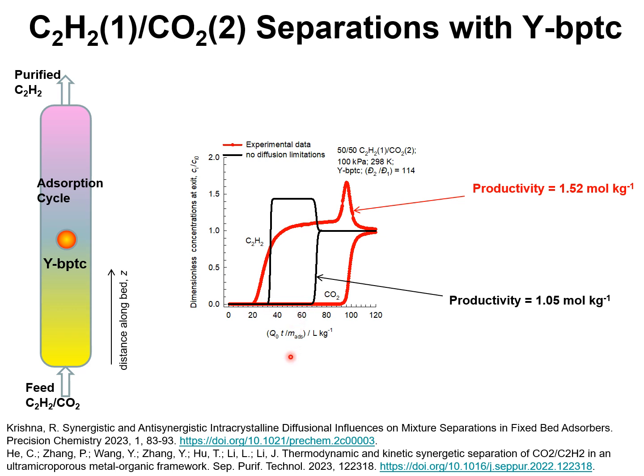Consequently, the productivity of purified ethine is higher in the experiments than in the simulations ignoring diffusion. The productivity values are 1.05 moles per kilogram for a model in which diffusion is ignored, and in the experiments, a C2H2 productivity of 1.52 moles per kilogram is achievable.